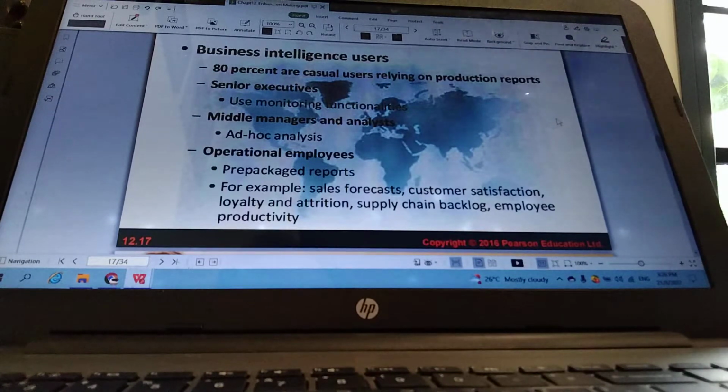where they have so-called pre-packaged reports, customized reports or pre-prepared reports for their routine jobs or daily tasks, for what to do next. This can also be part of the SOP, best practices, and so on. Some examples given are sales forecast report, customer satisfaction report, loyalty and attrition, supply chain backlog, employee productivity, and so on. Some of these are pretty standard reports which can be generated from the BI system for business purposes.